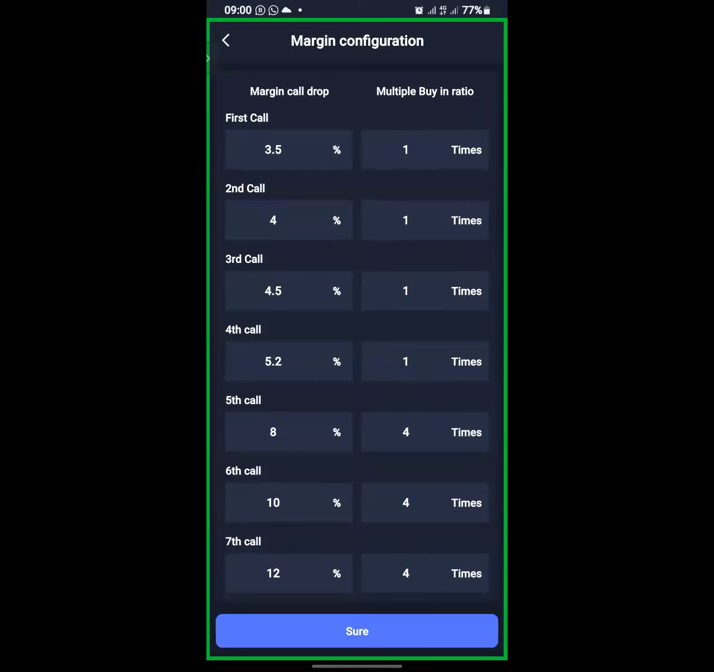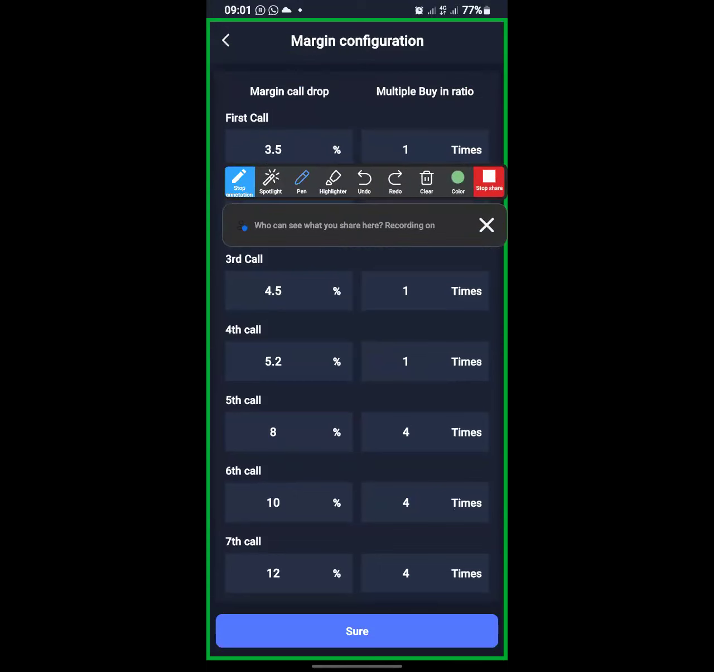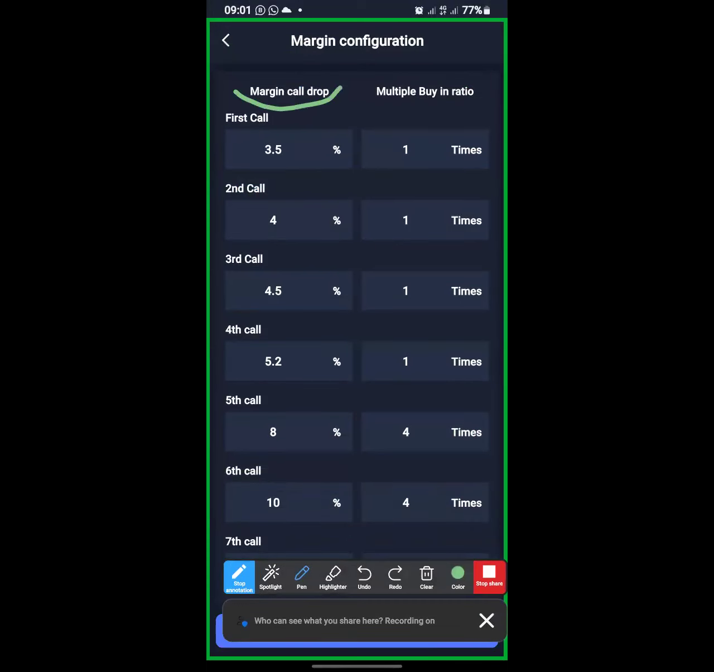Then let's go to margin call drop. As I said, the margin call drop is the percentage you instruct the robot to buy whenever the market moves down. So how do you get this?